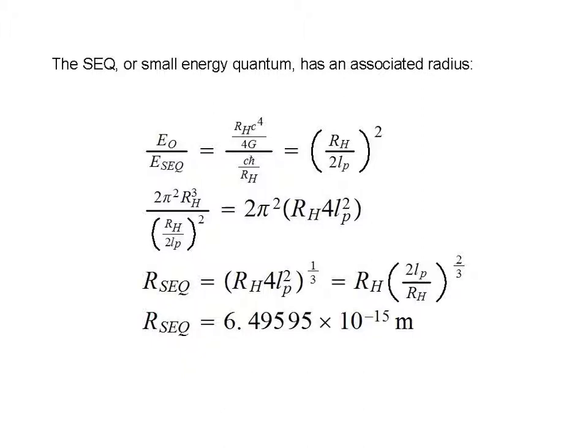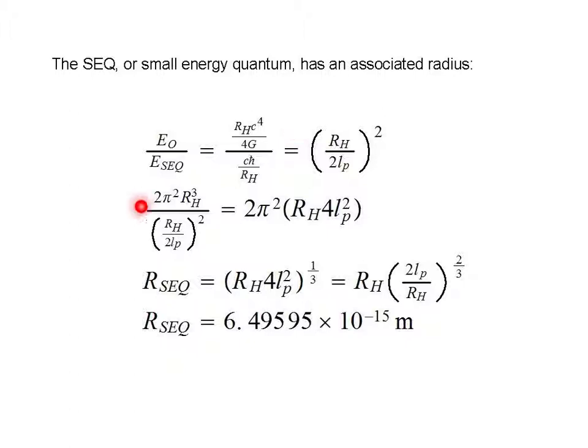The SEQ, or small energy quantum, has an associated radius. If we take the energy of the observable universe and divide it by the energy of the small energy quantum, we find that we get this number of small energy quanta within the observable universe, r sub h over 2 LP squared. And this comes to about 10 to the 121 power.